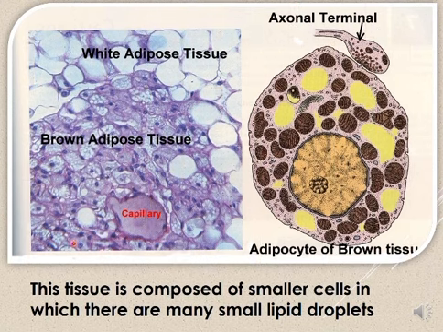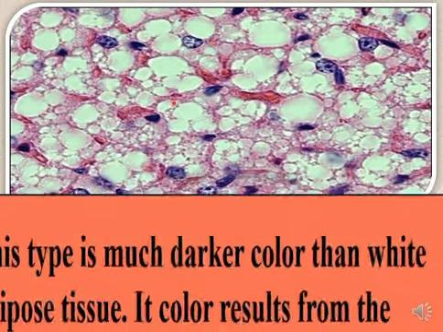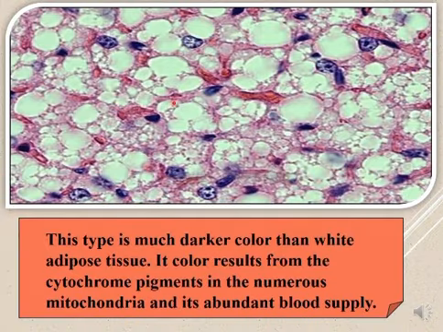This tissue is composed of smaller cells, each containing many small lipid droplets, compared with white adipose tissue, which contains a single large lipid droplet. This type of adipose tissue is darker than white adipose tissue. The darker color results from the cytochrome pigment found in the numerous mitochondria of the adipose cells. The second reason is that this tissue is rich in blood supply as compared with white adipose tissue.